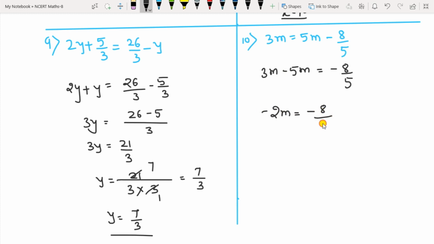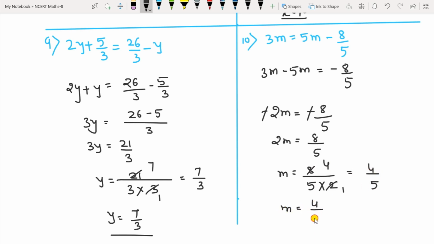Since on both the sides it is negative, you can cancel it. Minus minus gets cancelled. So it will remain 2m equal to 8 by 5. So you have to find the value of m equal to 8 by 5, and this 2 will go to the denominator. 2 1s are 2, 2 4s are 8, cancel whatever you can. So the value is m equal to 4 by 5. This was the value of m.